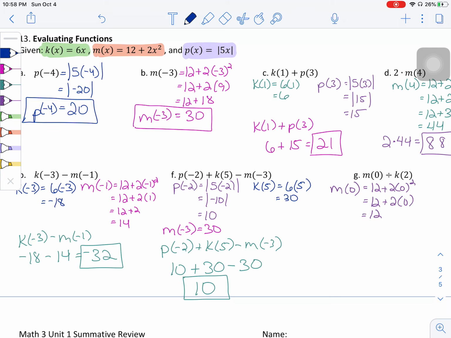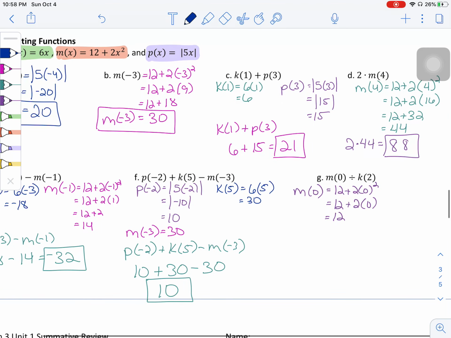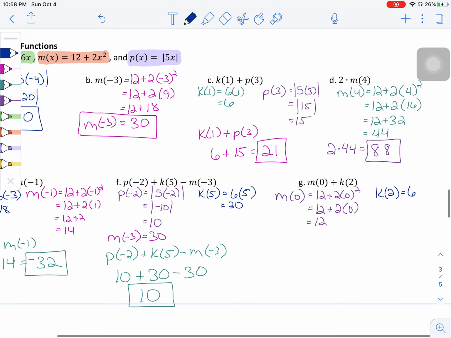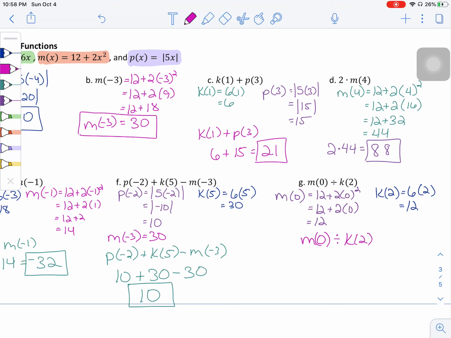Let's see. Then separately, I want to make sure I'm using the right k function. So that was 6x. So k of 2 is equal to 6x. So that would be 6 times 2. So that's 12. So our problem here says we're going to take m of 0 divided by k of 2. Well, m of 0 is 12, divided by k of 2, which is 12. So 12 divided by 12 is just 1.